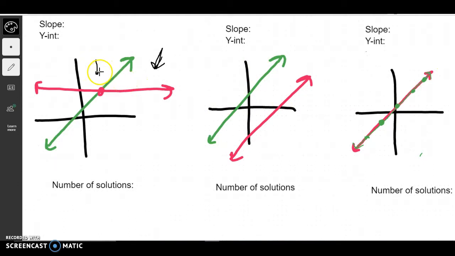So that would be a solution. And on this one, we would have one solution because they have one intersection point. On this one, since the lines are parallel, they never intersect, so we'd have zero solutions. On this one, because they're the same line, they actually intersect at every single point. This would have what we call infinitely many solutions, that's the sign for infinity, so infinitely many.